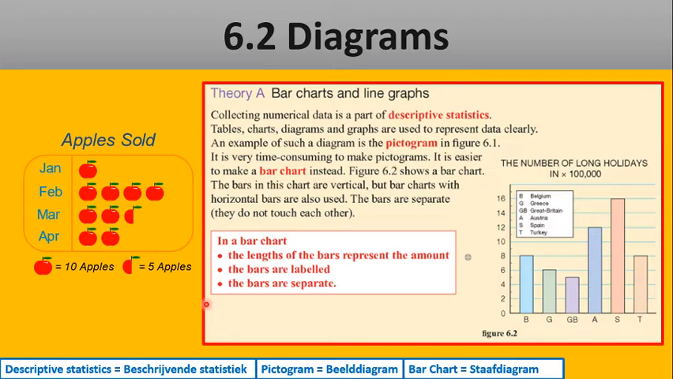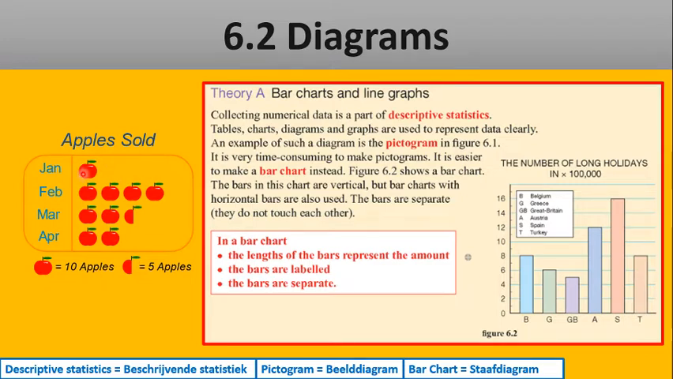And we have quite some different types of diagrams that we can use for that, or charts sometimes they call them too in English. For example, the first one we're going to talk about, I have drawn one to the left right here, is called in English a pictogram. In Dutch you can call it a pictogram, but if you take a look at Dutch books they often just call it een beelddiagram. In this case, a whole apple is 10 apples and a half apple is 5 apples.